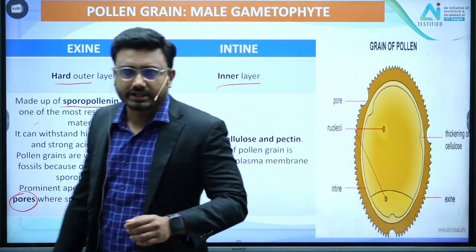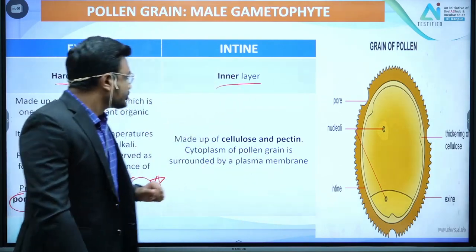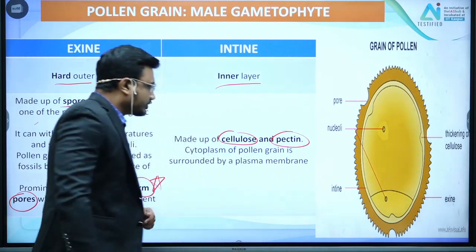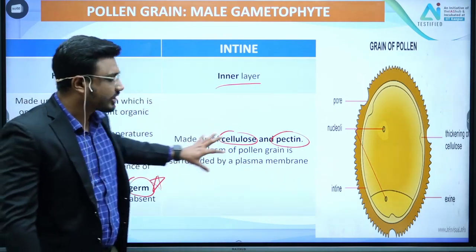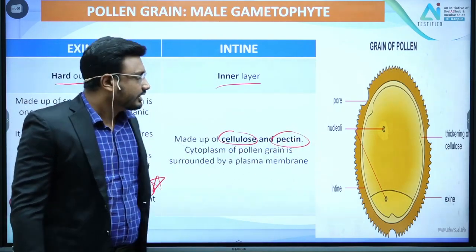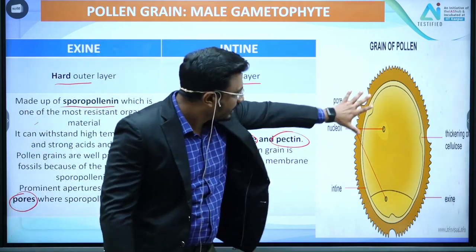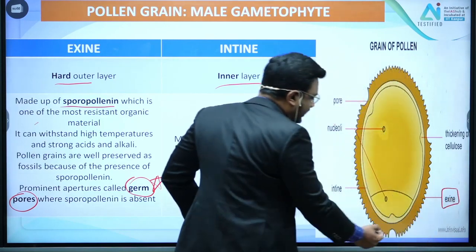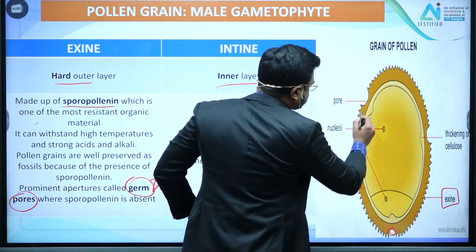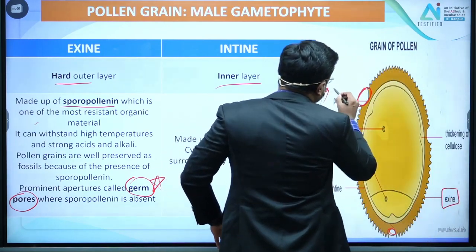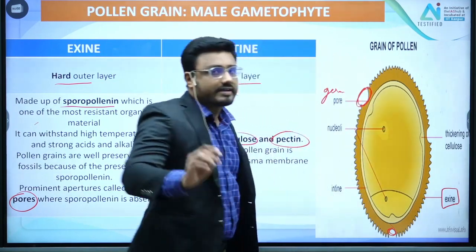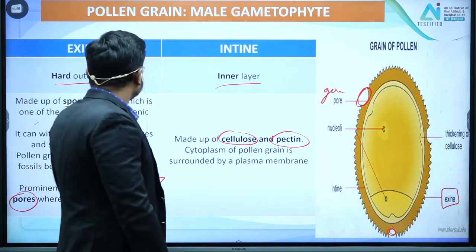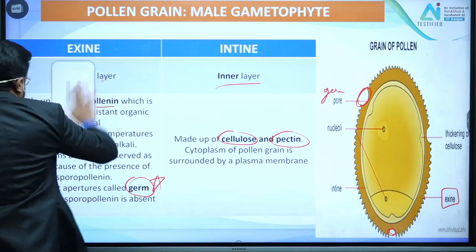So now let's go through the inner layer, that is the intine. The intine is made up of cellulose and pectin. The cytoplasm of the pollen grain is surrounded by the plasma membrane. Here we can see the structure of the pollen grain, and here we have the hard outer covering, that is the exine. Now here we can see that some apertures are also present, and these apertures are known as the germ pores, where the sporopollenin is absent. So now let's move on to the next concept.